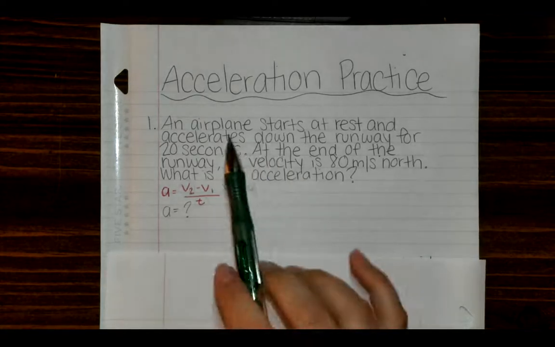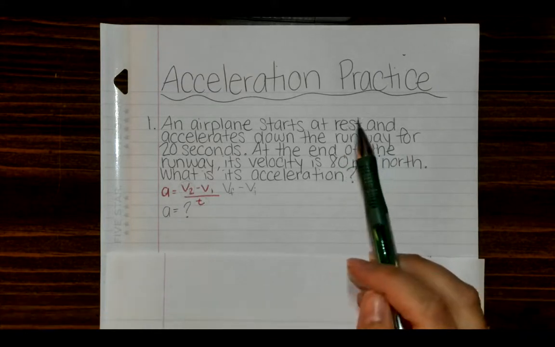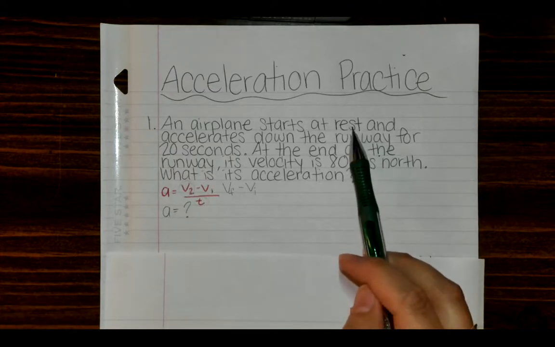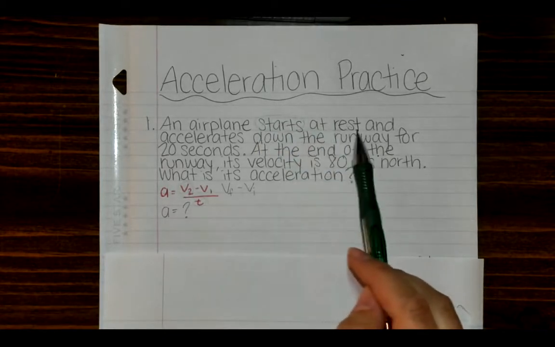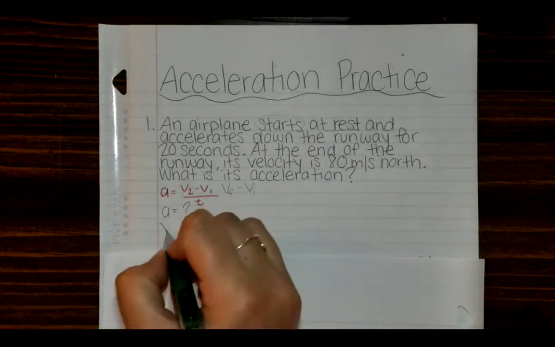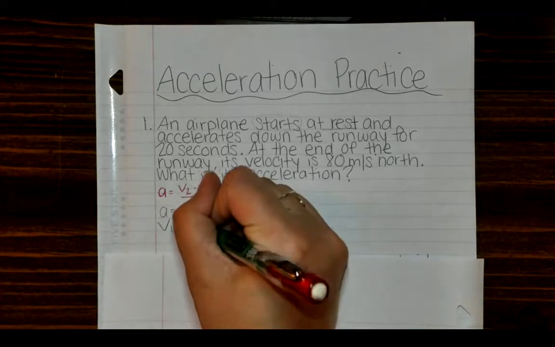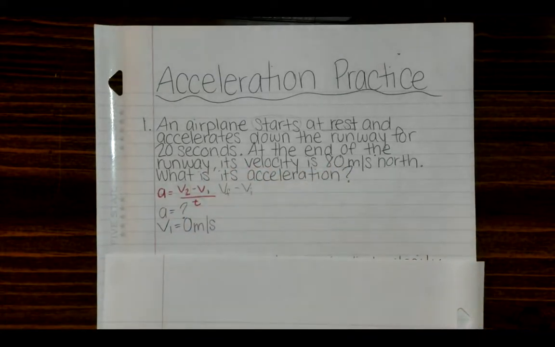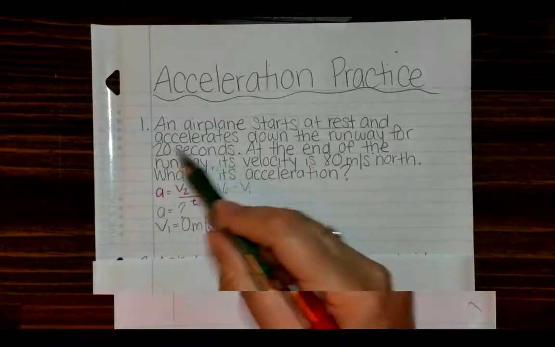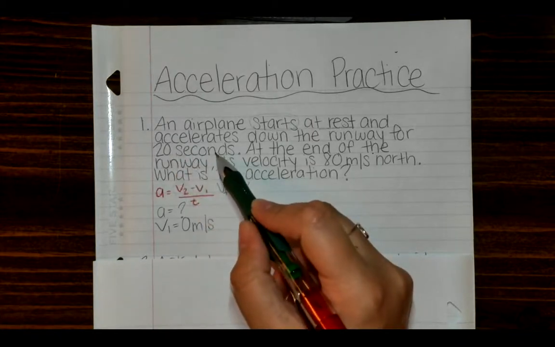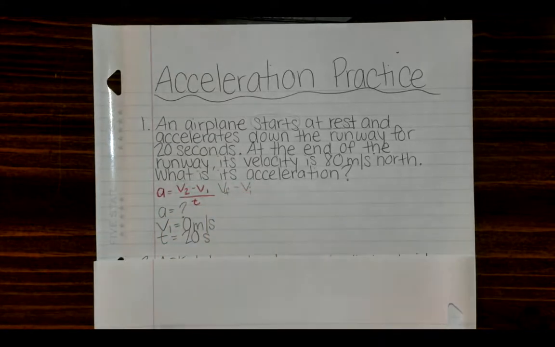Okay? So it says an airplane starts at rest. So it is not moving. It does not have a velocity. It does not have a speed because it is at rest. So it starts, okay? So that's our key word. We know that that is its initial velocity. So V1, because that's its initial one, is at rest. So it is 0 meters per second. It is not moving at all. It is at rest. And it accelerates down the runway for 20 seconds. Okay, so based on that unit of seconds, we know that that is our t, 20 seconds.